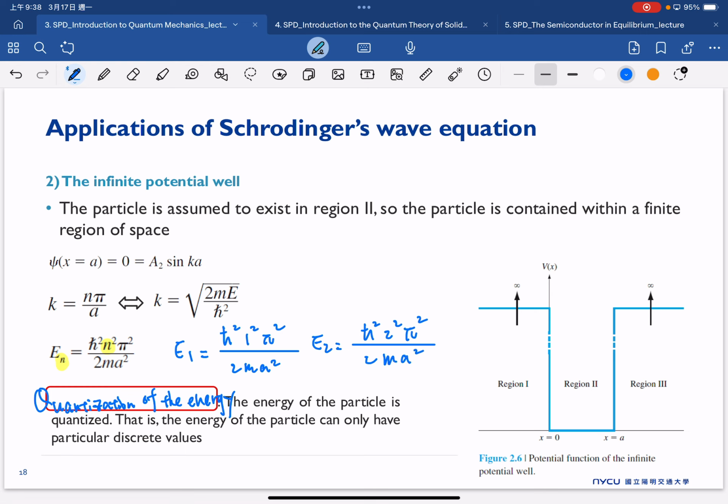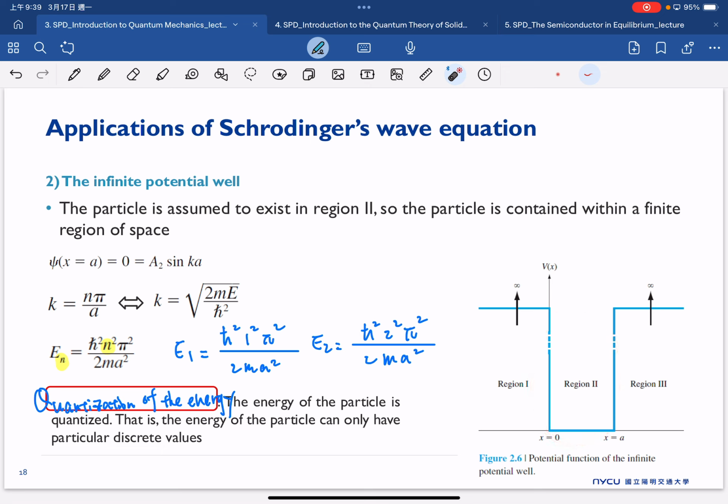So this is very important. Finally, we start to understand that in the very particular case, especially in the infinite potential well, the particle staying in region 2 will exhibit standing wave properties. And by considering the standing wave property, finally we can quantize our energy.